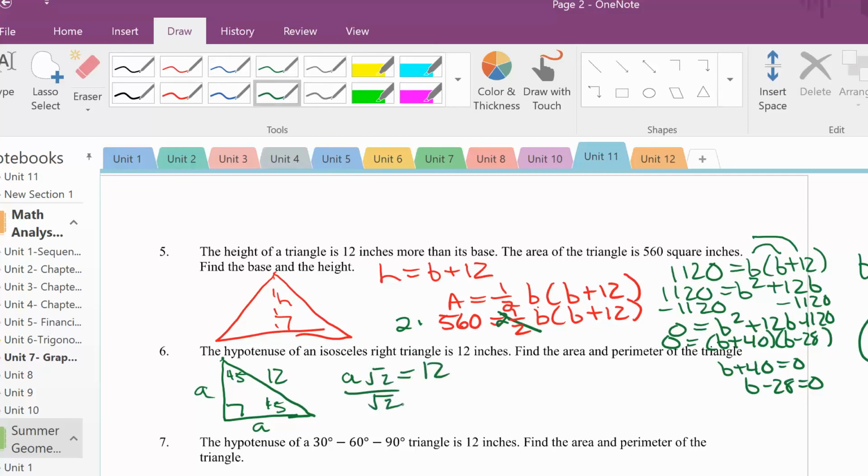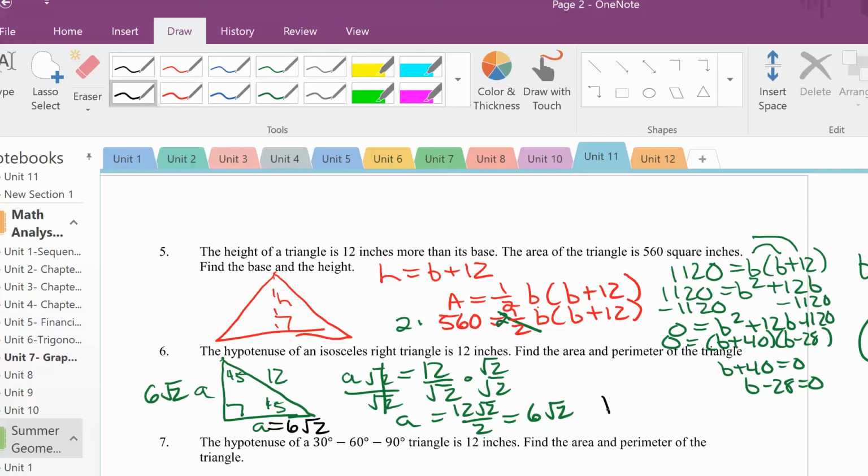So when you divide by rad 2, and remember, you have to rationalize the denominator. So a is equal to 12 rad 2 over 2, which is 6 rad 2. So now the perimeter, so that means this other leg is 6 rad 2. So the perimeter is equal to 12 rad 2 plus 12 inches.